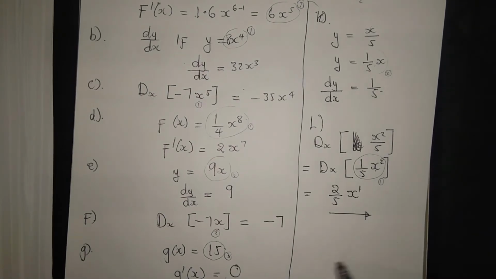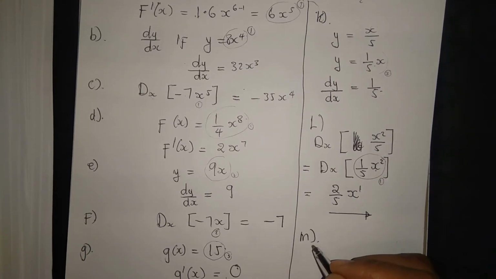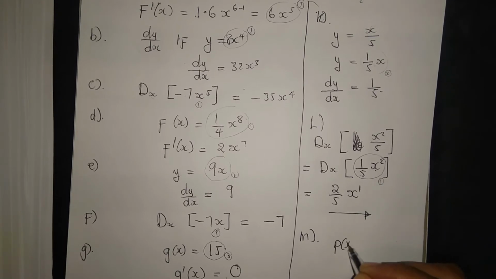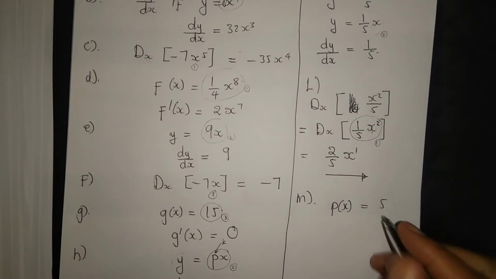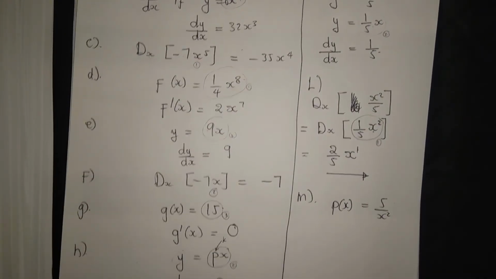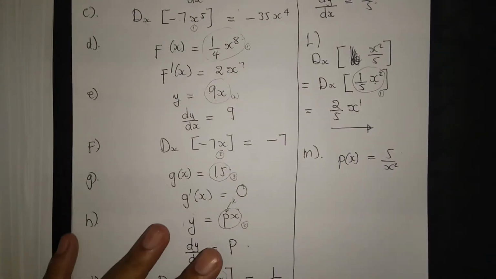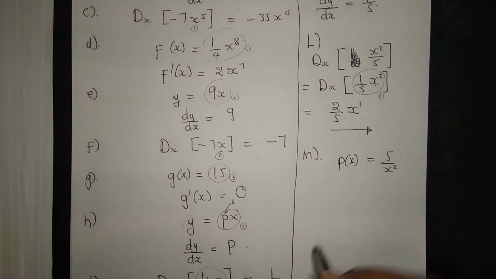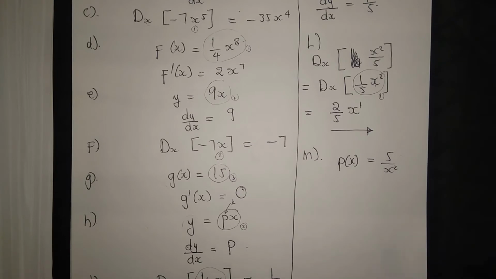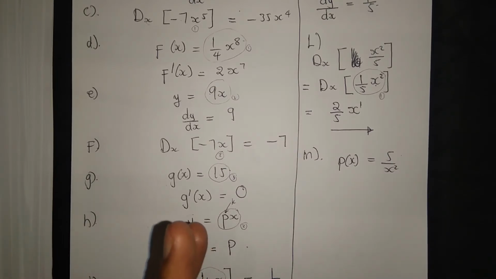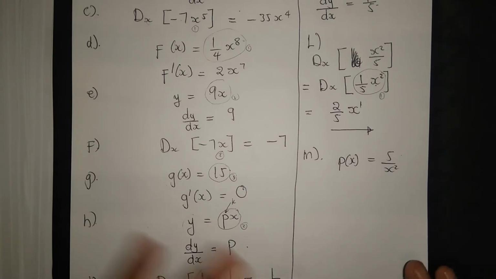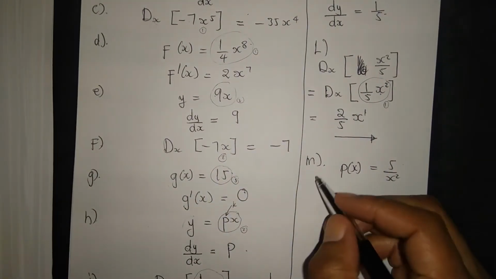Now answer yethu for question L. L, masiye ku M. U-M basiphe p of x is equal to 5 over x squared. Okay. Lana ngizokufundisa something new. In this question kuzoba na something new. Sizokhuluma ngama negative exponents ku differentiation nokuthi sidila nawo kanjani. Okay ke.